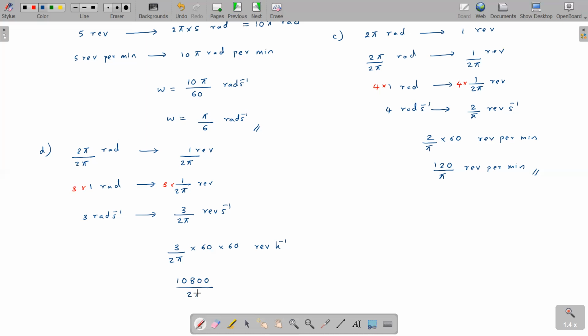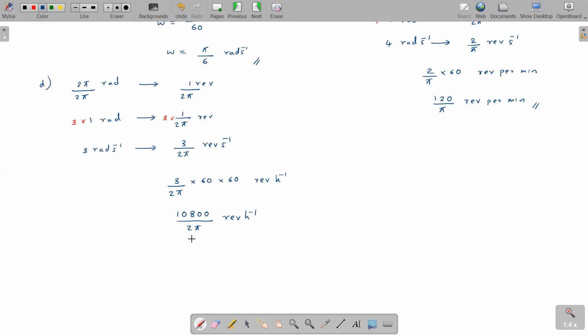10,800 over 2 pi revolutions per hour. I think you can cut 10,800 by 2. When you cut it with 2, you get 5,400 over pi revolutions per hour. Okay, so these are some basic conversions, like converting radians per second to revolutions per minute to revolutions per hour. These are some basic things that you should know.